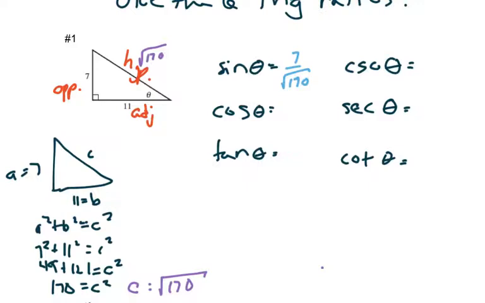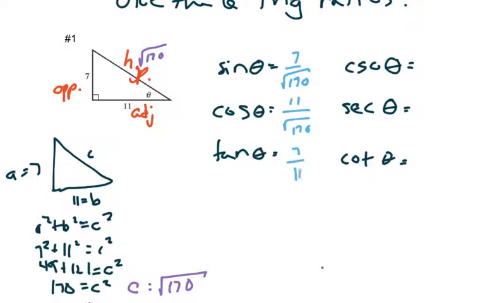Then we have our cosine, and cosine is adjacent over hypotenuse, so that's 11 over square root of 170. Wow, that's hideous. Then we have tangent, which is going to be opposite over adjacent, and so our opposite is 7, and our adjacent is 11.